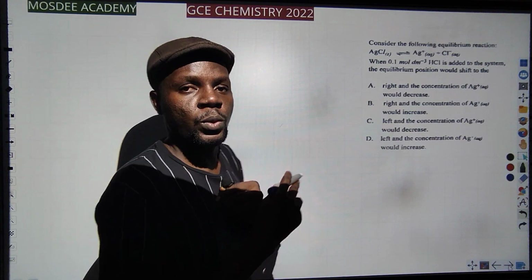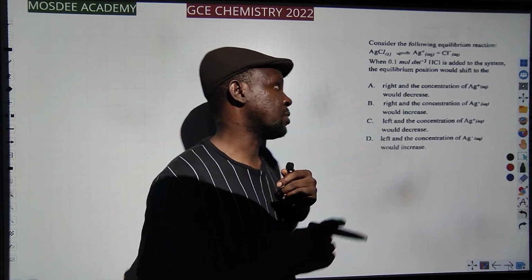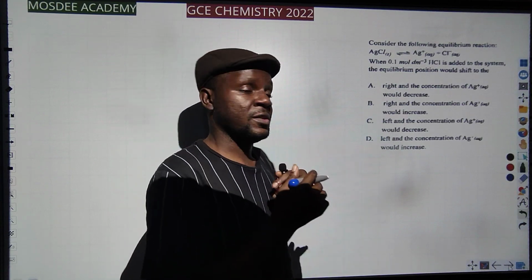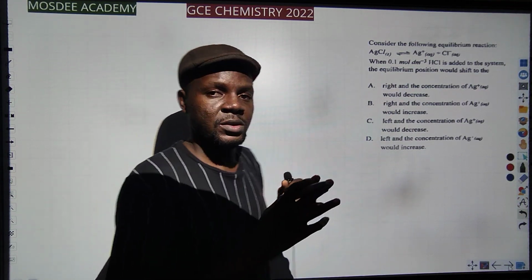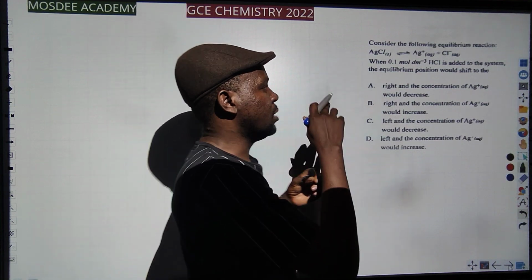Now look at the question. When 0.1 moles per dm3 of HCl is added to this system, that is the effect of adding concentration to a system. That is what this examiner wants to ask you. The equilibrium position would shift to the dash.